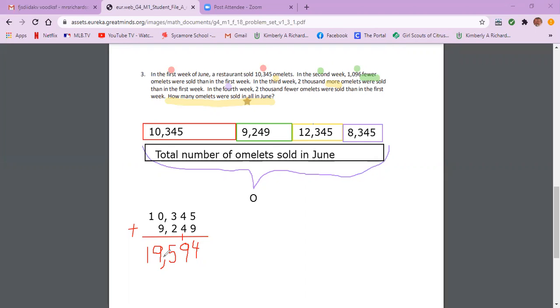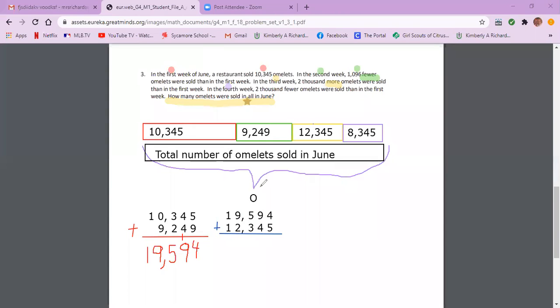So I think what I'm going to do, just to make it tidy, is start a whole other problem right here. So I'm going to put 19,594 plus the 3rd week, which is 12,345. I'm going to add those together now. All right. So we're going to add those up, and that'll be the 1st and 2nd plus the 3rd. We're getting there, aren't we, guys?